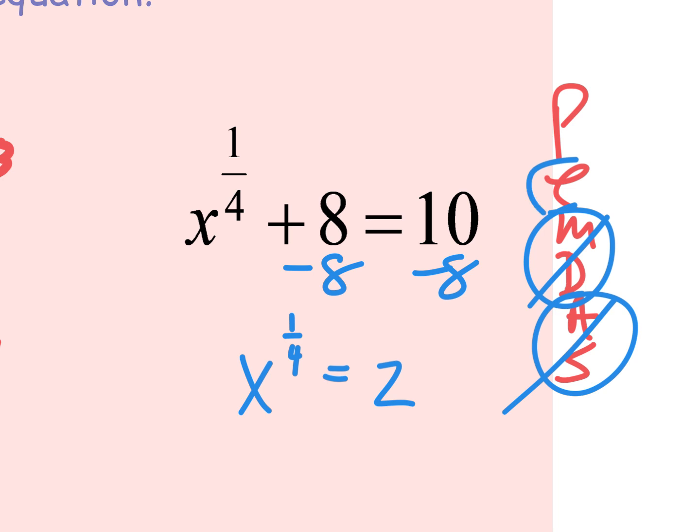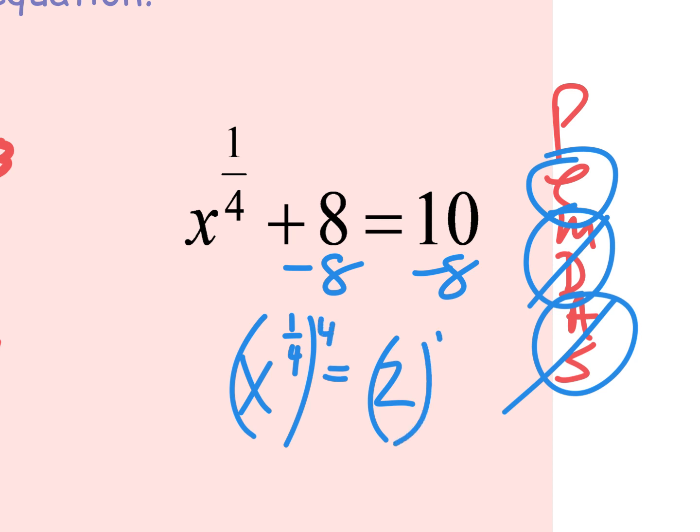The only thing that's left is exponents. Is there anything exponent we could do? Yes, we should put it to the 4th. And that is really just 2 to the 4th then, which is really just 16.